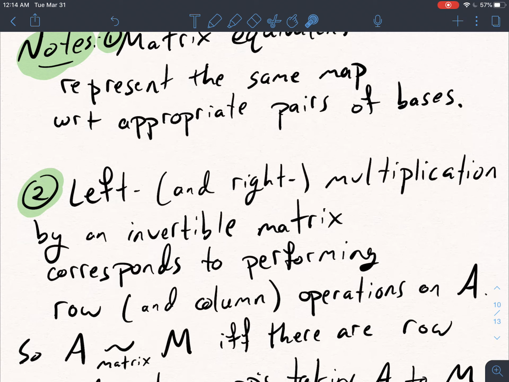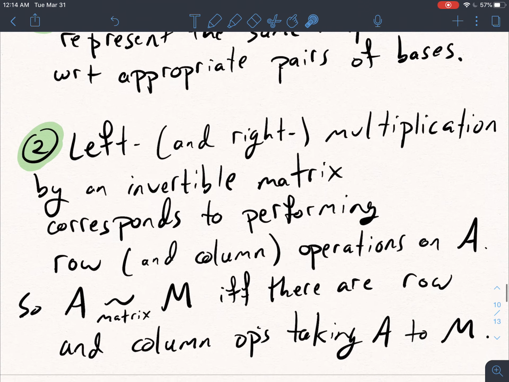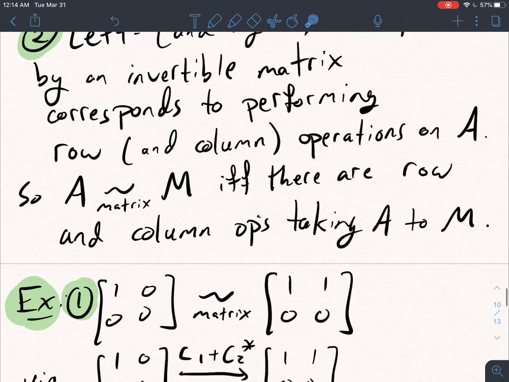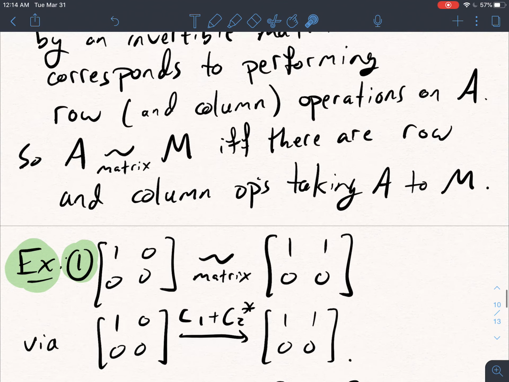And therefore, if A and M are matrix equivalent, which means that M is equal to P times A times Q for invertible matrices P and Q that are multiplying A on the left and right, then these are matrix equivalent if and only if there are row and column operations taking A to M. So here's an example.